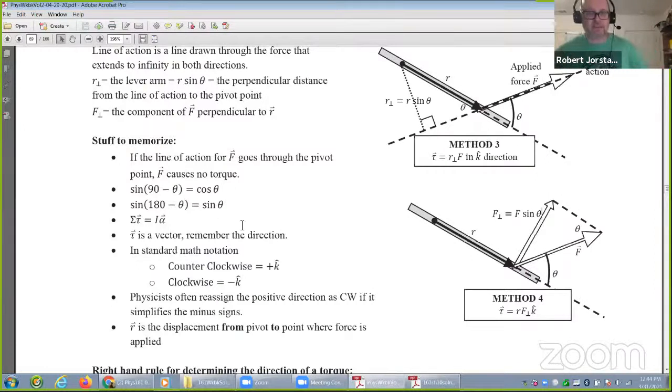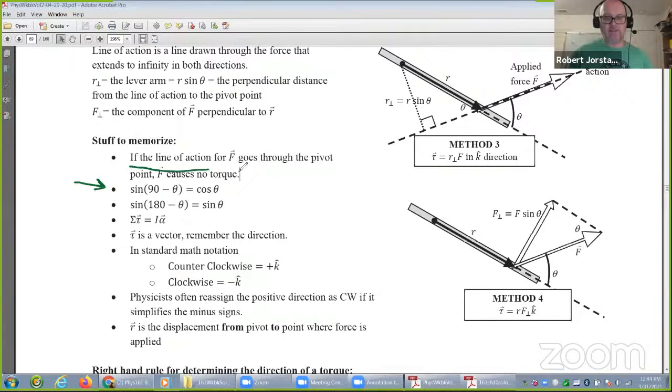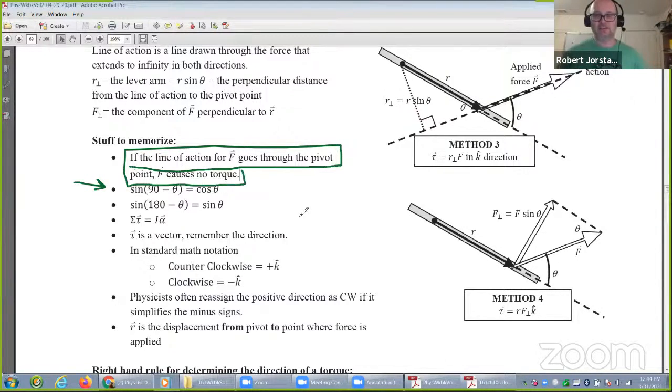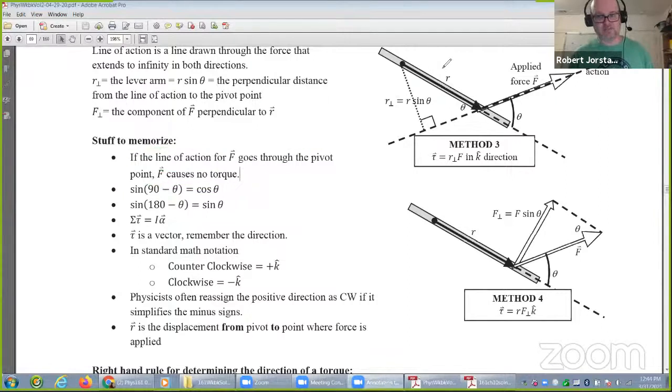There's a bunch of different things here. This is a common relationship. We're going to see this a lot in this chapter, so you've got to memorize this stuff. Here's one thing: if the line of action goes through the pivot point, it causes no torque. That's huge. That will save you time. It's not just forces that touch the pivot point; it's lines of action that touch the pivot point that cause no torque.